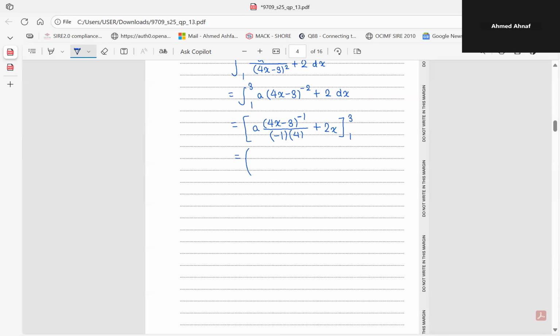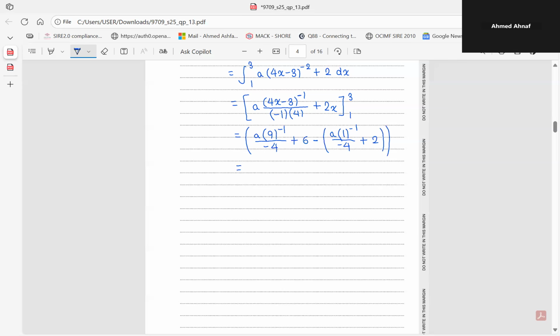So let's plug in 3. So when plugging in x equals to 3, we will get a times 4 times 3, that's 12, minus 3, that's 9 to the power of negative 1, over negative 1 times 4, that's minus 4, plus 2 times 3, that's 6, and then minus bracket a times 4 times 1 minus 3. That's 1 to the power of negative 1 over negative 1 times 4, that's negative 4. Plus 2 times 1, which is 2.